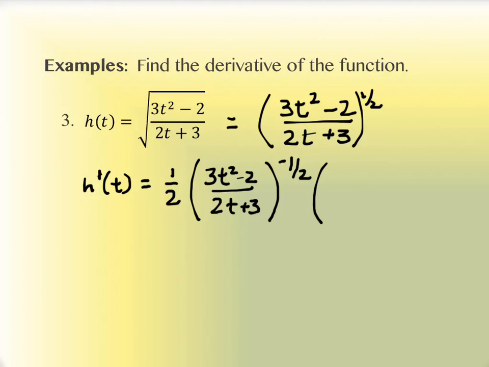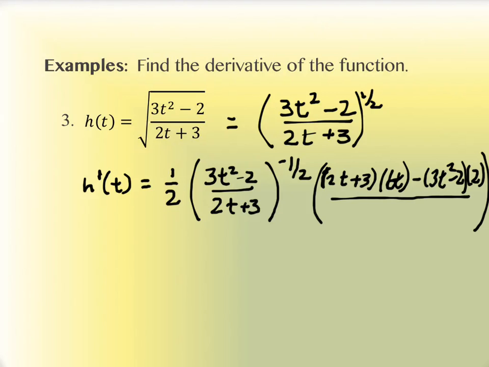So the quotient rule says I take the denominator, so 2t plus 3, and I multiply it by what? Derivative of top, which is 6t. Yep, you guys are already telling me, good. Minus the numerator, which is the 3t squared minus 2, times the derivative of the denominator, which is 2. All of this is written over the bottom squared, 2t plus 3 quantity squared.